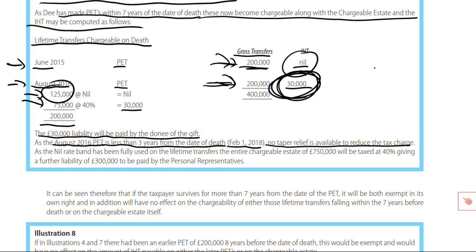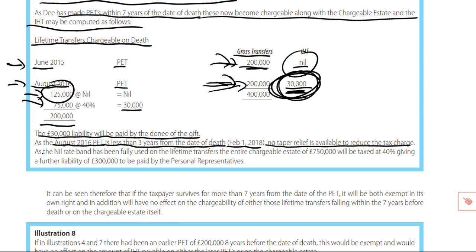Be very careful here. Taper relief reduces the tax charge. That is the tax of 30,000. It does not reduce the amount of transfer that was chargeable to tax. Taper relief reduces the tax charge. Here there is none because the donor did not survive for more than 3 years from the date of the gift.